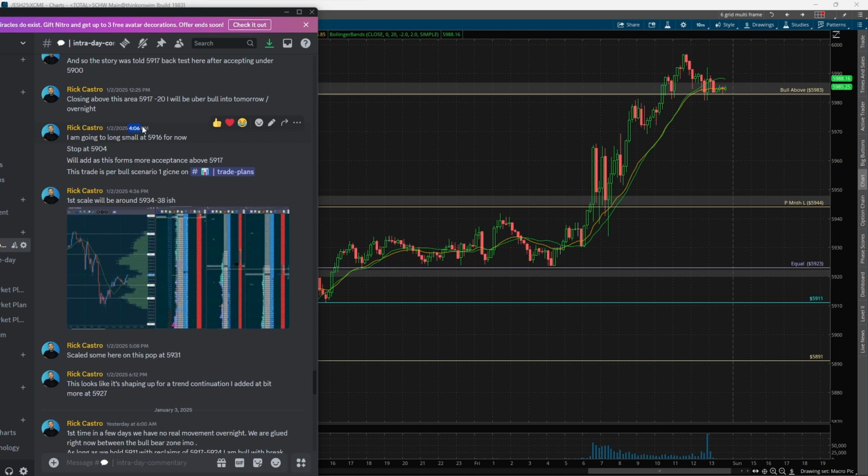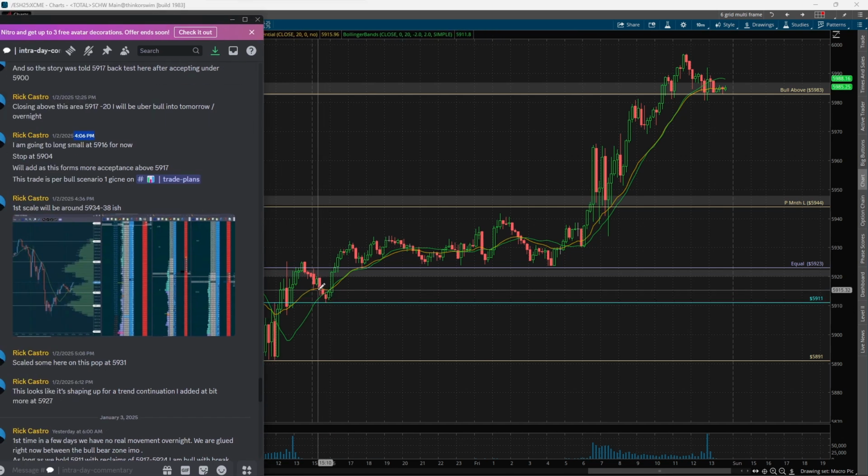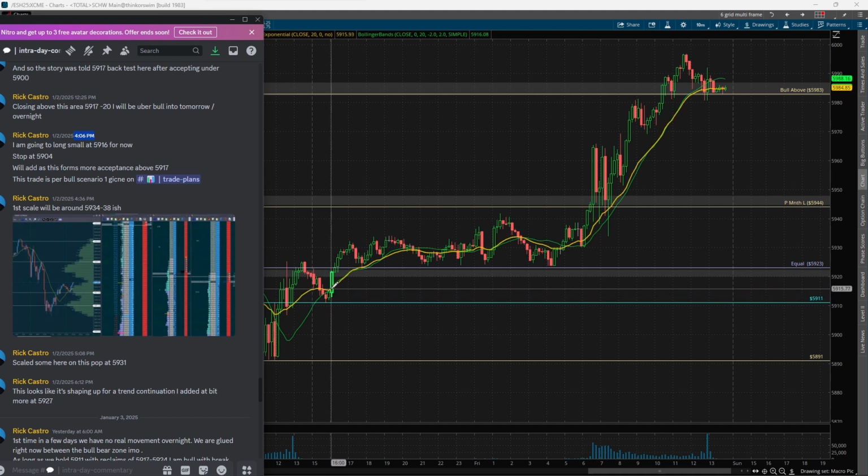This was after the overnight session started. This was about right here, at about 4 p.m. We had opened at 3, and about an hour in, we had come back in right here, and I got long at about this zone. So around here, I took a small long. I said I'm taking a small long here, 5916, somewhere around here.